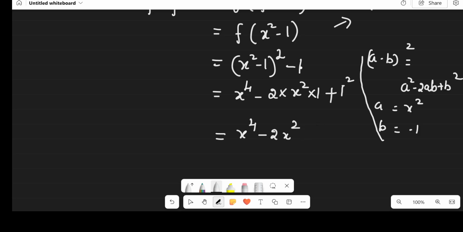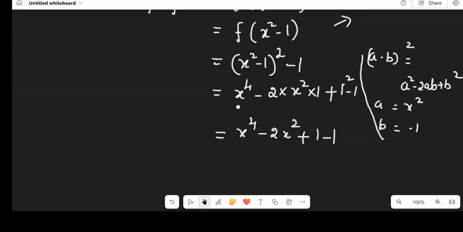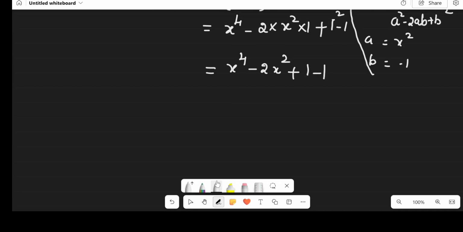And also we should put this minus 1 also, right? Don't forget. And plus 1 minus 1. So from this we can cancel plus 1 and minus 1. So that we will be getting x power 4 minus 2x square. This is the answer of f of f, right? Yes. Then this is the answer of f of f.